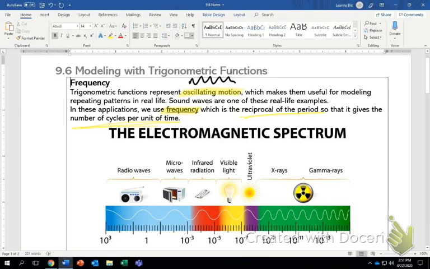9-6 is all about modeling with trig functions, and we are going to be focusing specifically on word problems. The first thing you have to know is that with frequency, because of sine and cosine and their properties, they have this oscillating motion. Oscillating motion is basically just going back and forth over and over.